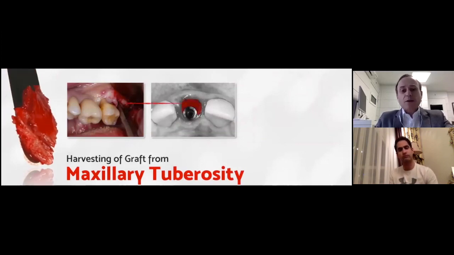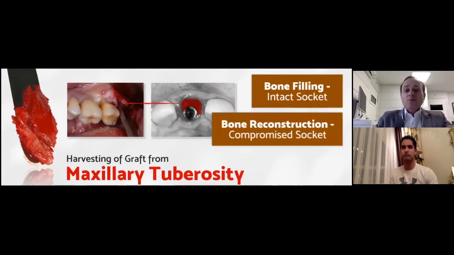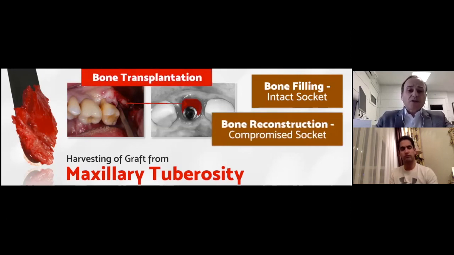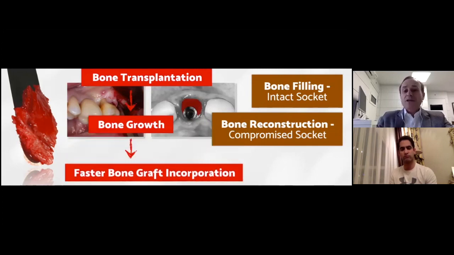Here you can see this is what we do. We are just moving bone from the tuberosity to the receptor site, which can be used in an intact socket as a bone filler or in a compromised socket to do a bone reconstruction. We use this piece of bone as a bone transplantation. A lot of viable cells, BMPs, growth factors, ready to be transplanted from the donor side to the receptor side. So we are going to promote bone growth and, of course, expect faster bone graft incorporation. In 3 months, we can finish the case.